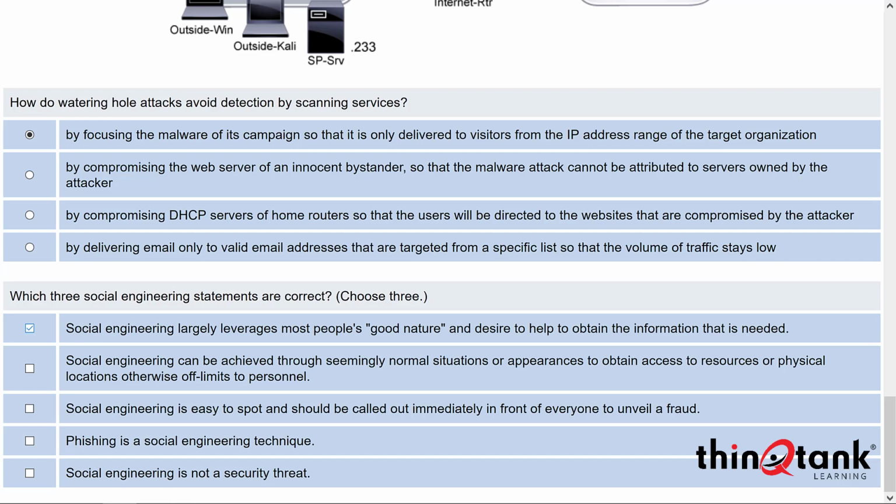Social engineering can be achieved through seemingly normal situations or appearances to obtain access to resources or physical locations otherwise off limits. Yeah, I mean, think about it. You go to a business and there's a receptionist at that business, and that receptionist's job is to make sure that people that are not authorized to go into the facility don't go into the facility. But if you show up in an official uniform and a clipboard and a hard hat and all these other things, a fake badge or fake ID that can't even be verified, and you're convincing enough, most likely they might let you in.